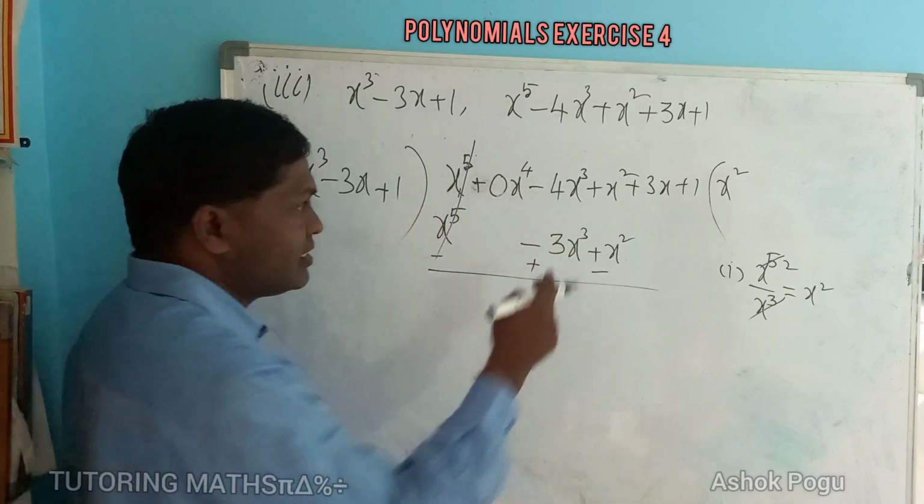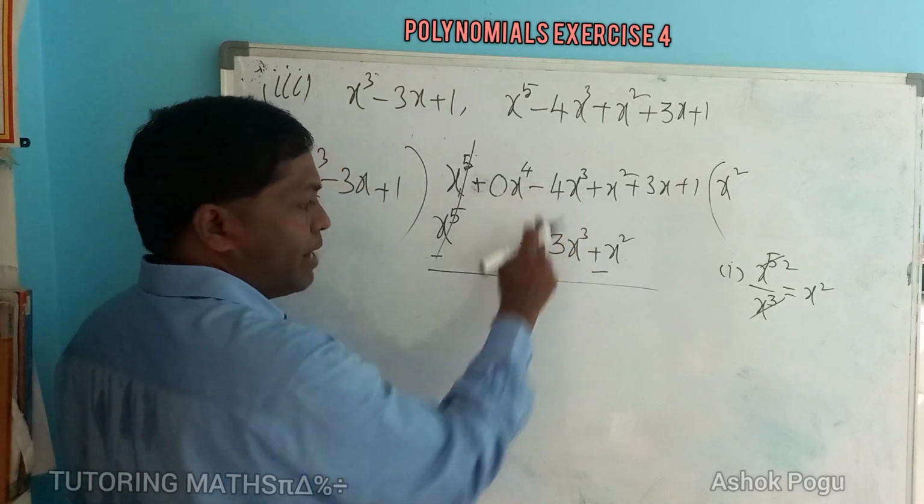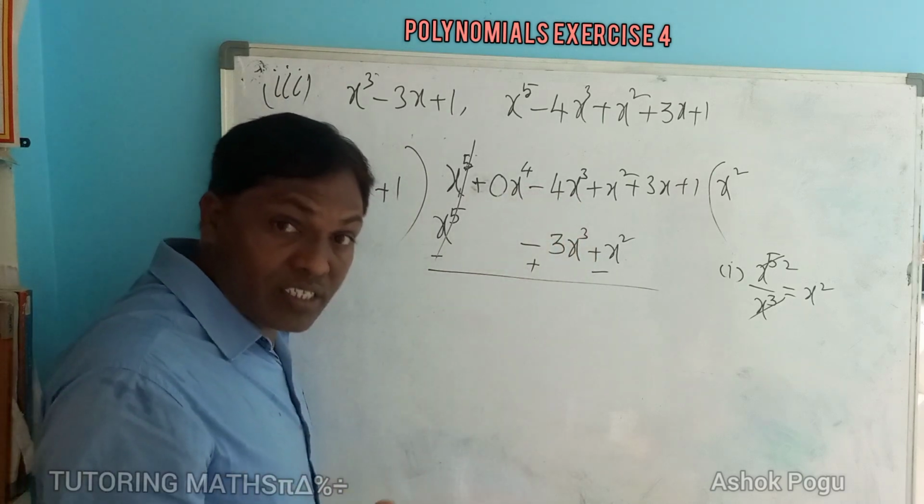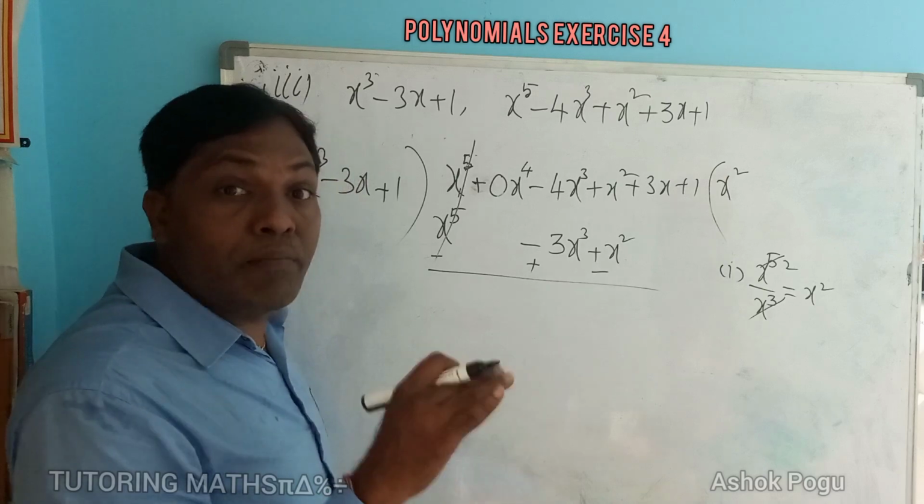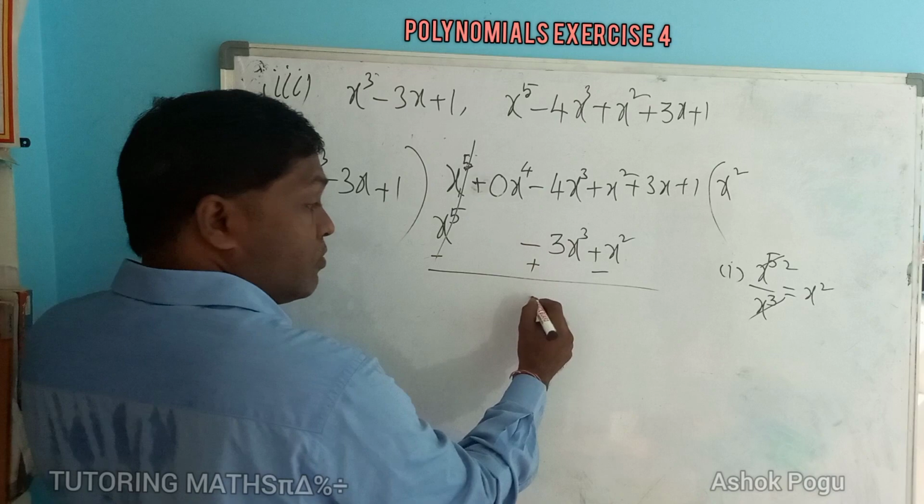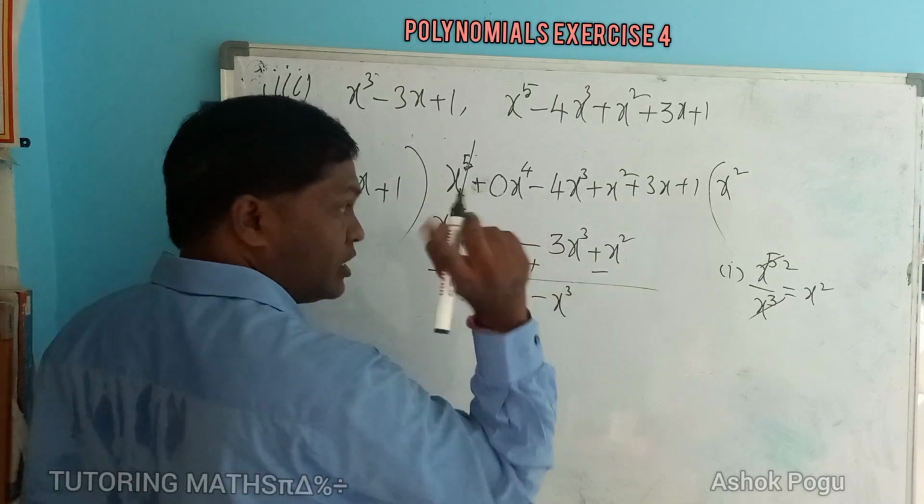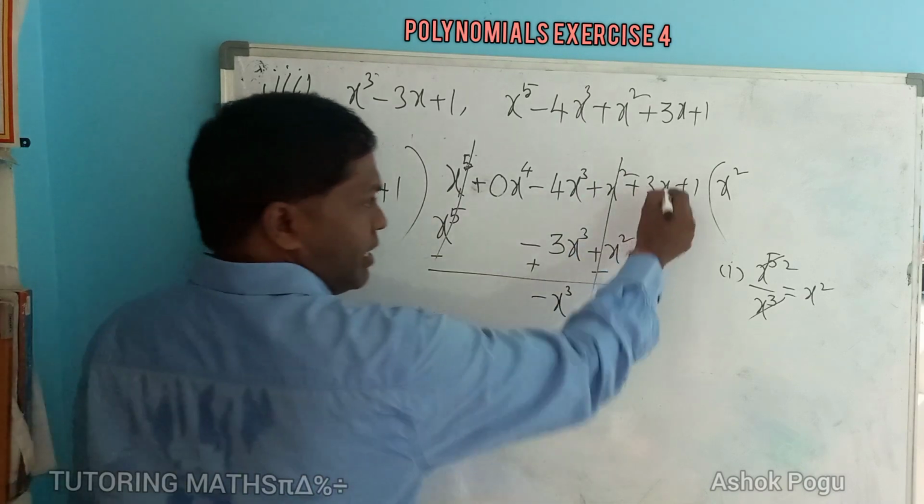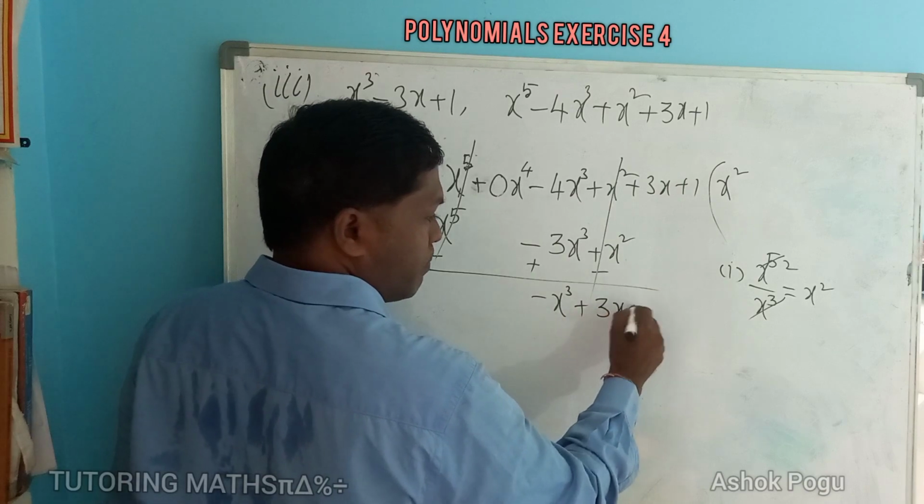So just neglect. It is minus 4 plus 3. Minus and plus symbols are different. Therefore, go for subtraction. Big number minus small number. 4 minus 3, 1. But the big number is in negative. You get minus 1x cube. This gets cancelled. And plus 3x plus 1.